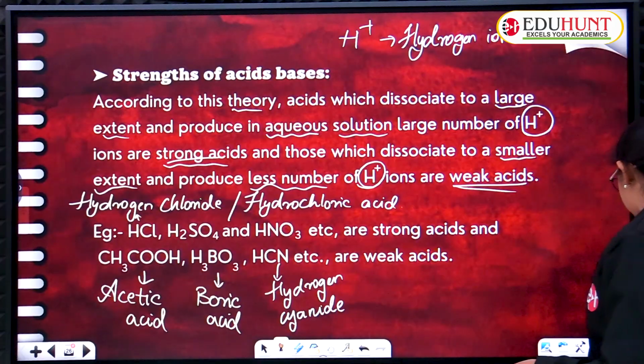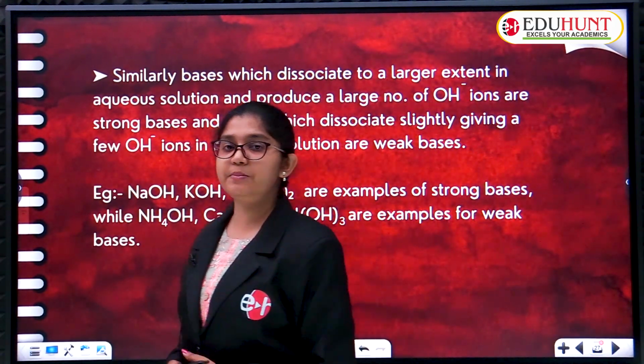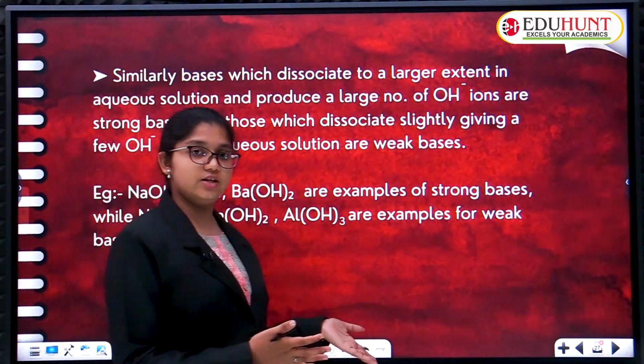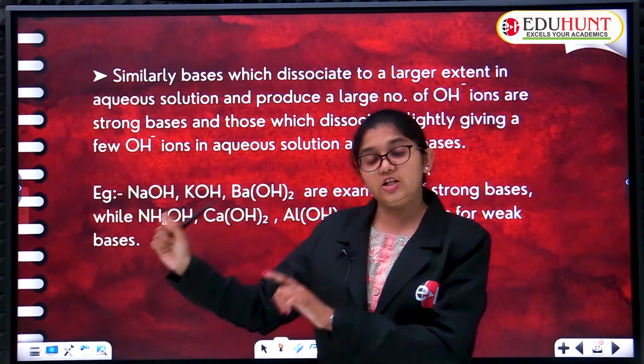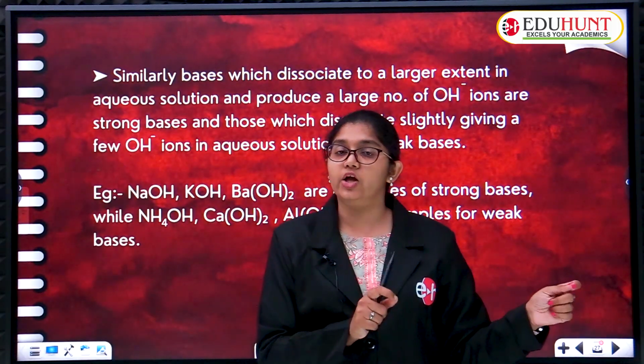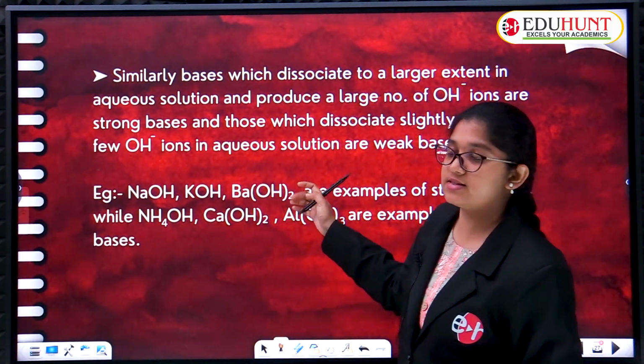Now next is, guess what? Yeah, bases. Similarly, bases are also given the definition like that only, but in the place of acids we write bases. In the place of H plus ions we write OH minus ions. Remaining all are same. Okay, the definition is like this.